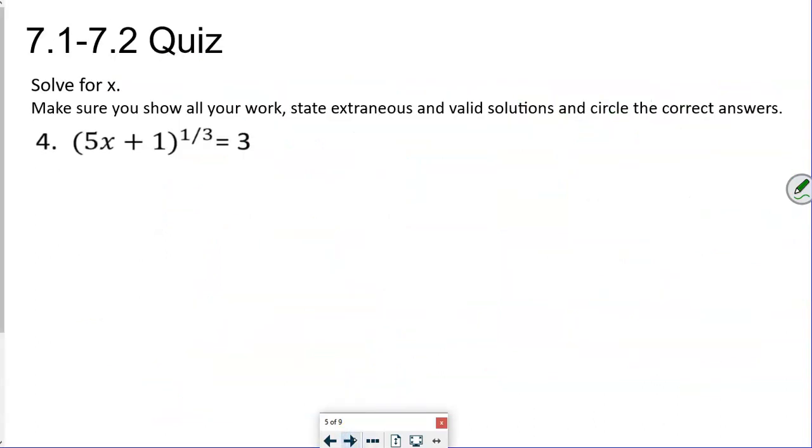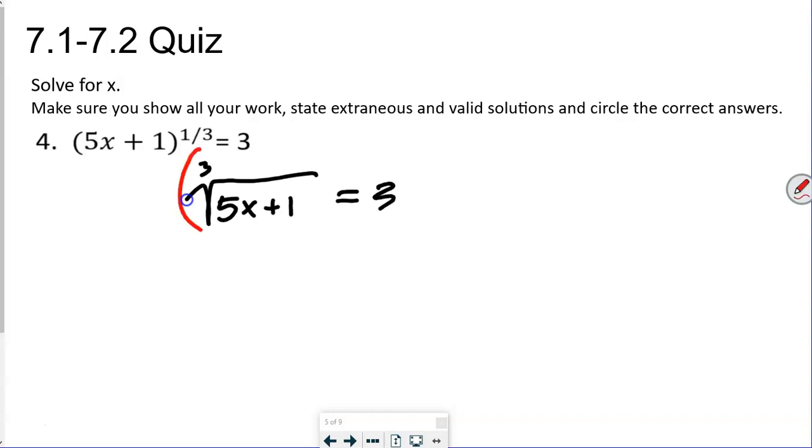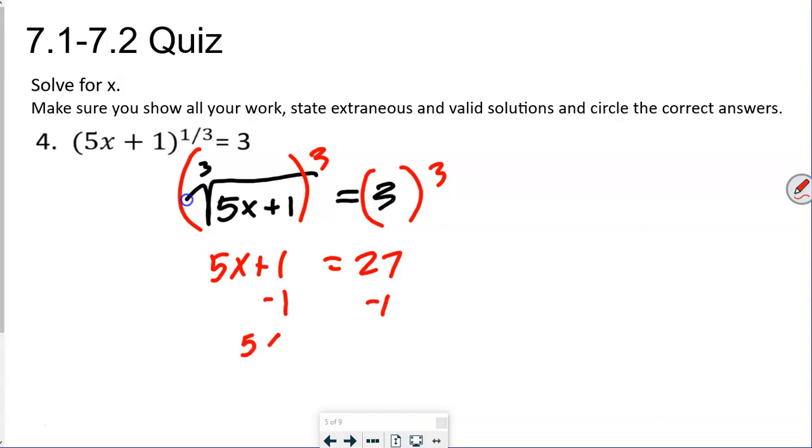All right, so now number 4. On this one, again, some of y'all might do better if you make this a cube root because you can see it better. So it's your call, but if we do that, then we're going to say the cube root of 5x plus 1 is equal to 3. Hopefully you guys can see that we have to cube both of these sides. So when we do that, we get 5x plus 1 equals 27. Then we're going to subtract 1 from both sides. So that's going to be 5x equals 26. And then we're going to divide both sides by 5.